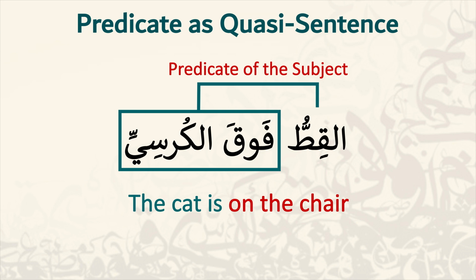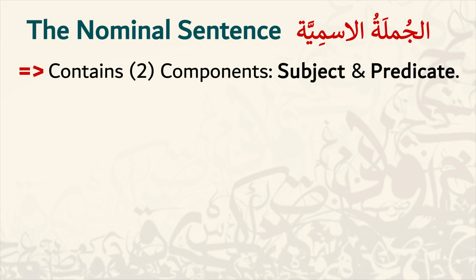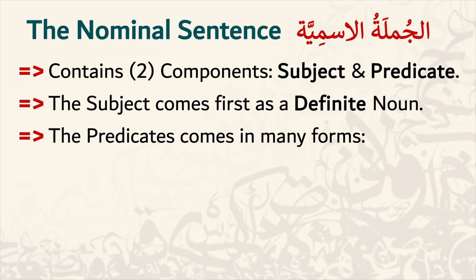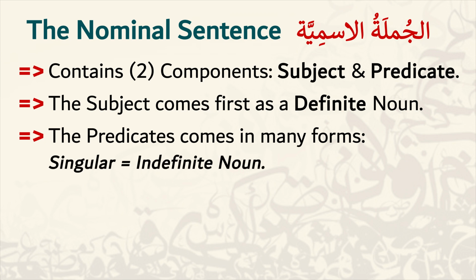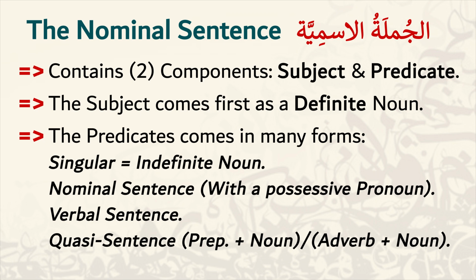Let's summarize what we covered so far. A nominal sentence contains two components, a subject, مبتدأ, and a predicate, خبر. The subject in most cases comes first, and it's mostly definite. On the other hand, the predicate could be a single indefinite noun. It could be a complete nominal sentence with one condition, to have a pronoun that refers to the first subject. It could also be a verbal sentence, or it could be a quasi-sentence in its two types.